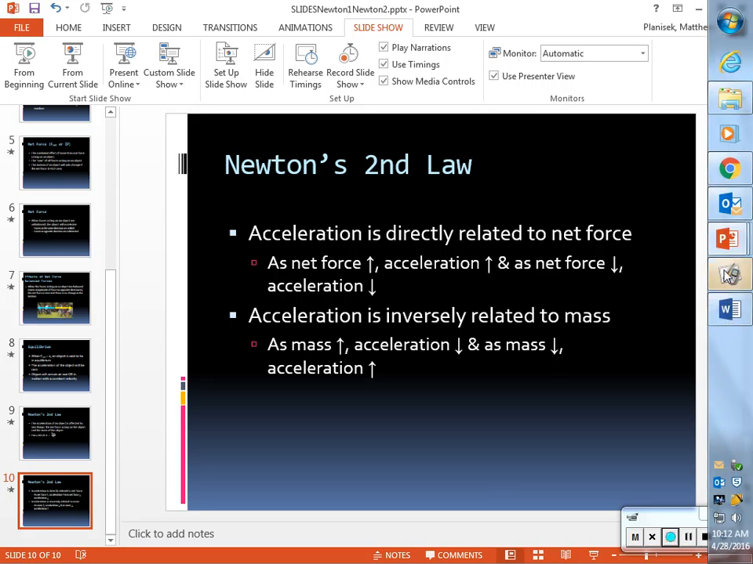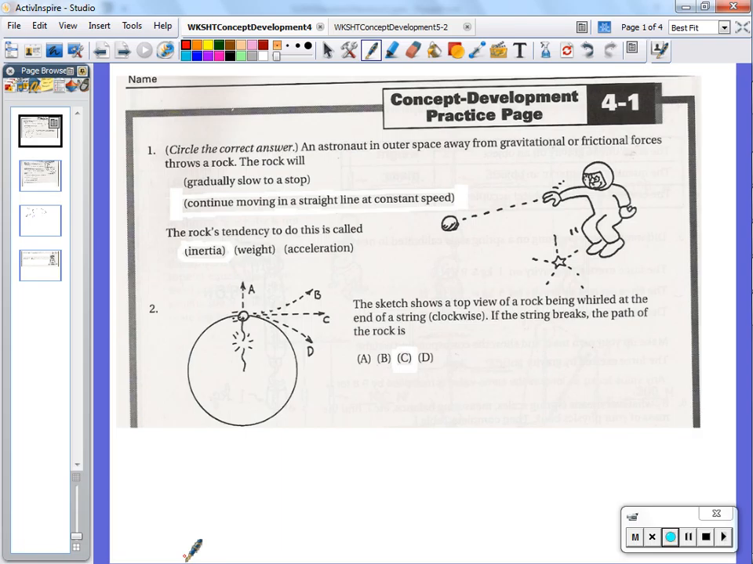All right, so let's take a look at the application of some of these ideas. Okay, so first let's pull out Concept Development Practice page 4-1. It's got an astronaut on the top of it there. Now, I realize that if you're looking up on the board, you can tell what the answers are because of the way that this copied. I couldn't find the original for this. I had the answer sheet, so I had to delete the answers. But still good for us to go through it, right?